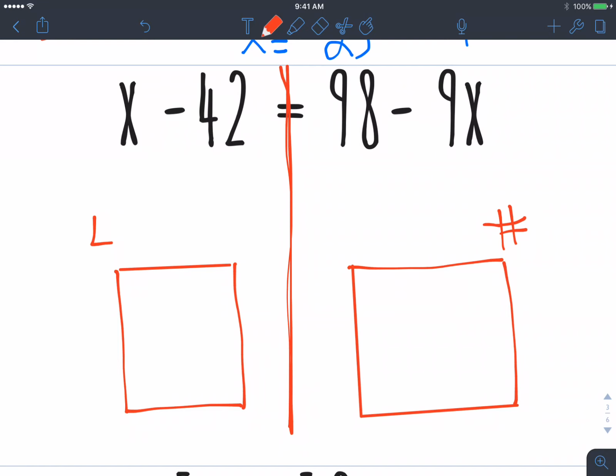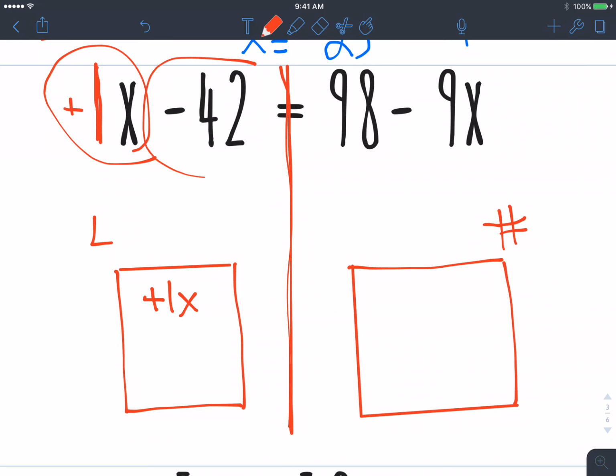Okay, now before I get started on this one, one thing I am going to do is right in front of this x here, I'm going to put the number 1. And 1, I consider this my ghost number. We know that it's there, but we don't always see them. So I just made it so I could see that 1. So the first thing I'm going to do is drop a positive 1x down. Okay. 42 is negative, so in order to go to the other side, I have to add 42.